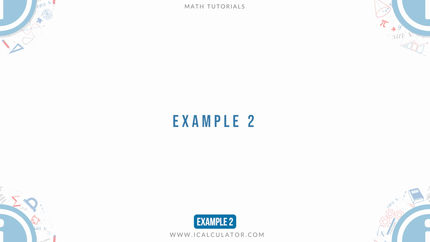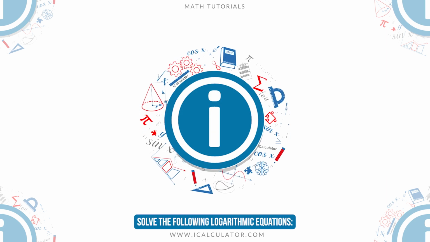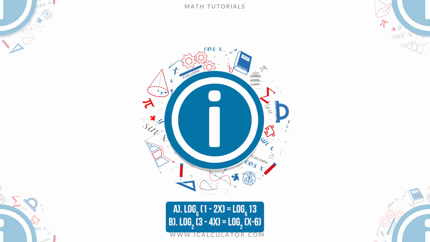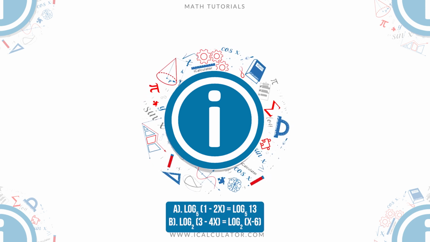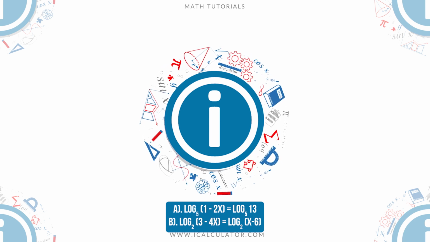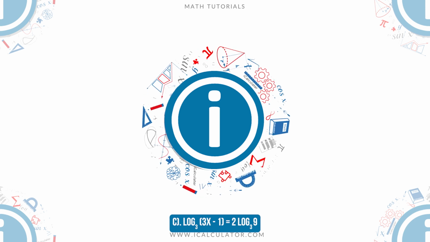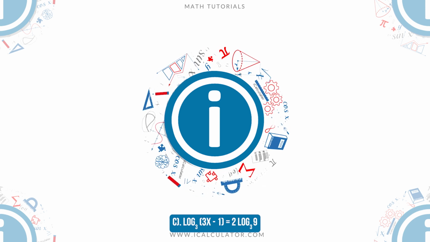Example 2. Solve the following logarithmic equations. A. Log 5, 1 minus 2x, equals log 5 13. B. Log 2, 3 minus 4x, equals log 2, x minus 6. C. Log 3, 3x minus 1, equals 2 log 3 9.